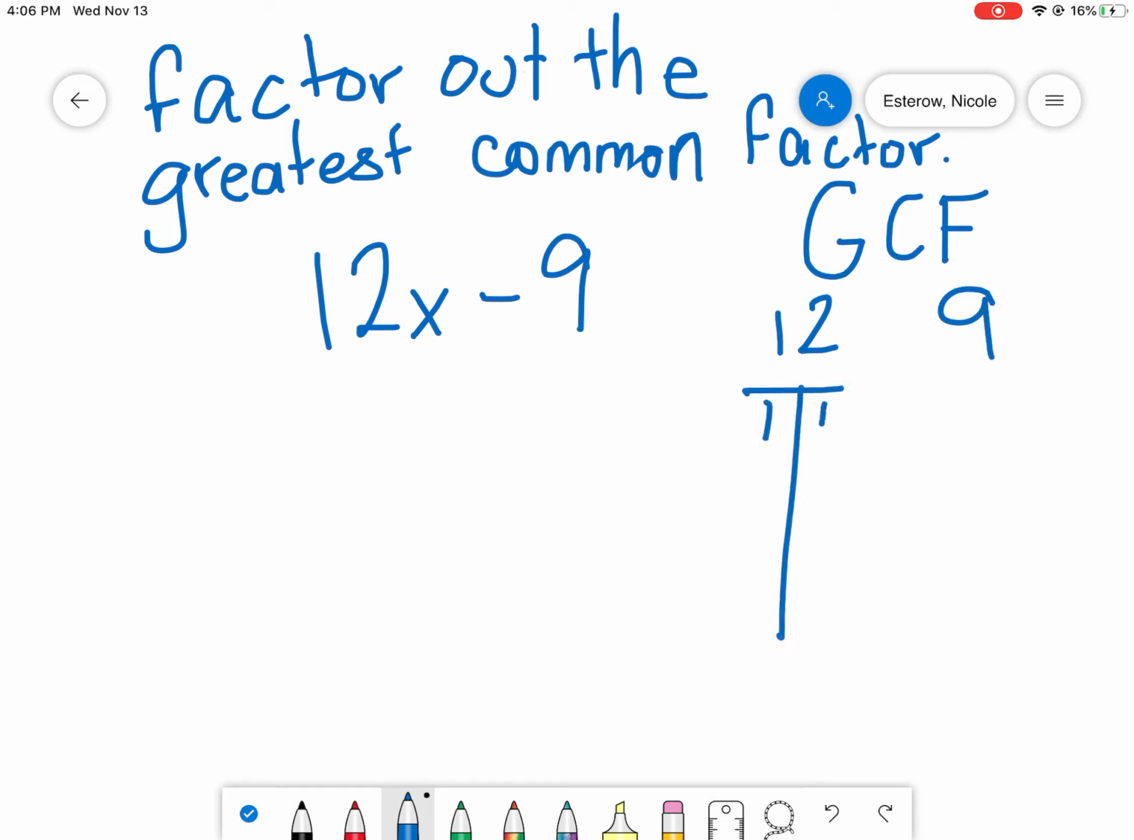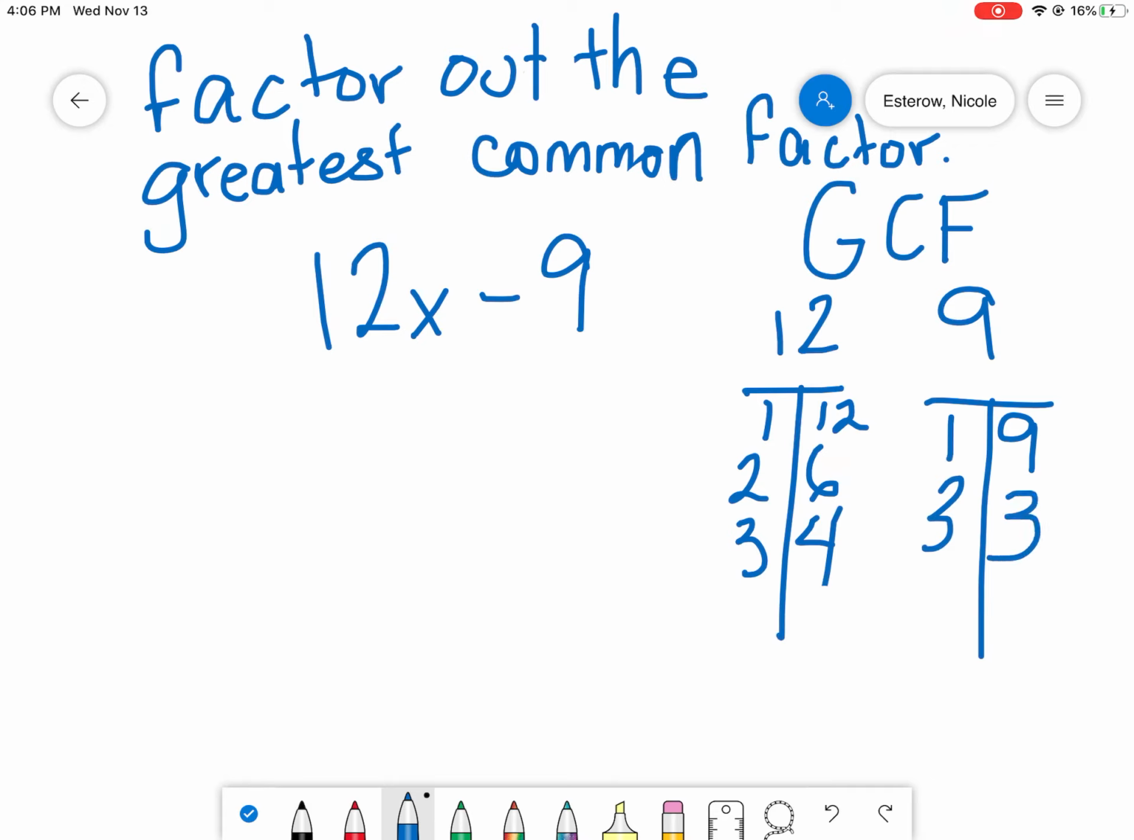I know that 1 times 12 is 12. I know that 2 times 6 is 12. And I know that 3 times 4 is 12. Those are all of my possible factors for 12. Now I'm going to list my factors for 9. 1 times 9 is 9, and 3 times 3 is 9. Those are the only factors for 9.